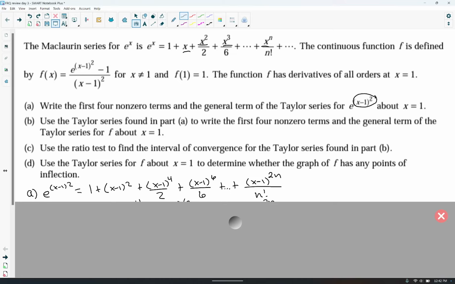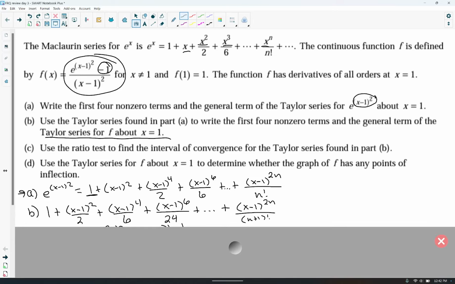B, use the Taylor series found in part A to write the first four non-zero terms in the general term of the Taylor series for f about x equals 1. So we're going to take what we found in A, and just subtract 1 from it first. That gets rid of that 1. And here's what you get in B.